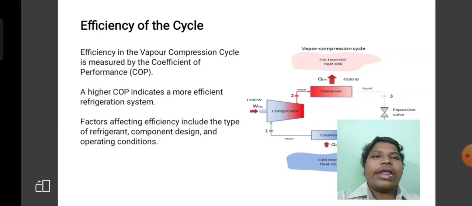Efficiency of the cycle. Efficiency of the vapor compression cycle is measured by the coefficient of performance, COP. A higher coefficient of performance indicates a more efficient refrigeration system. Factors affecting efficiency include the type of refrigerant, component design and operating conditions.